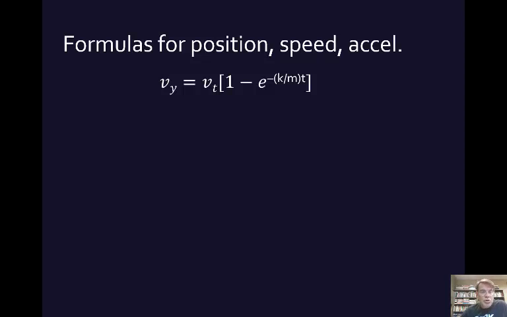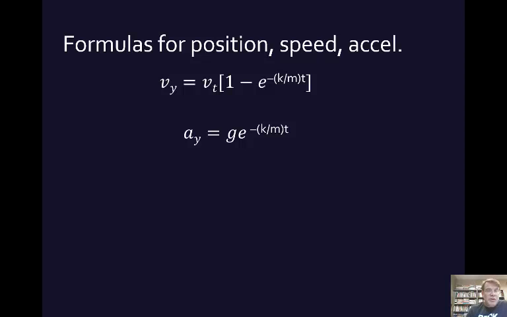And so when it hits terminal velocity, e to the negative k over m t is going to basically be 0, which is going to leave vt times 1, and vt basically will be the terminal velocity. Now, we can differentiate the velocity, and if we do, we get the acceleration at any point along the way as well. And it's going to turn out to be the gravitational constant, again, times e to the negative k over m times t. Ta-da!